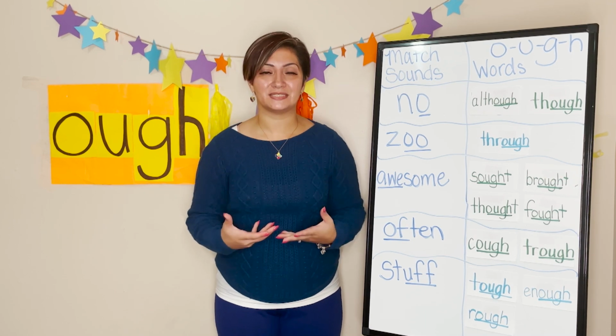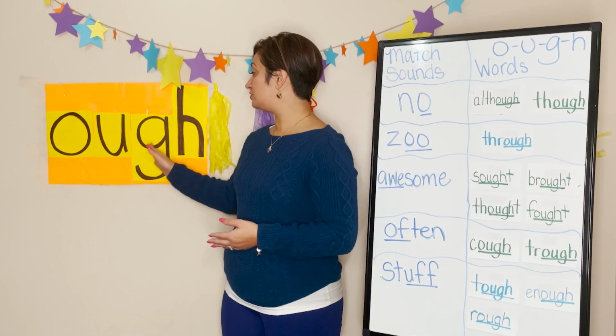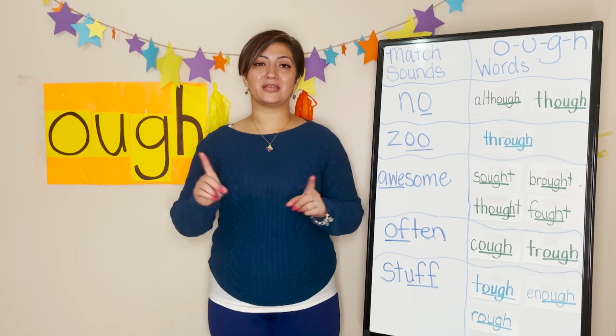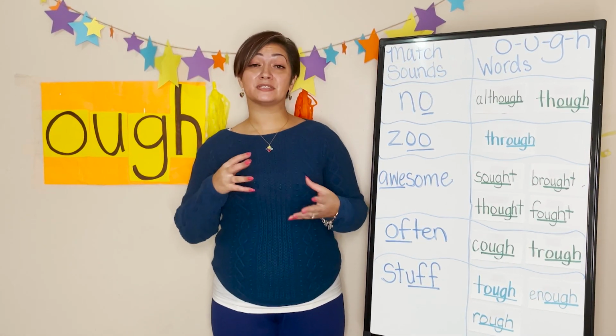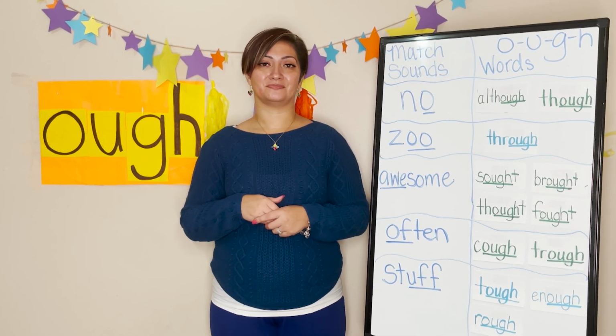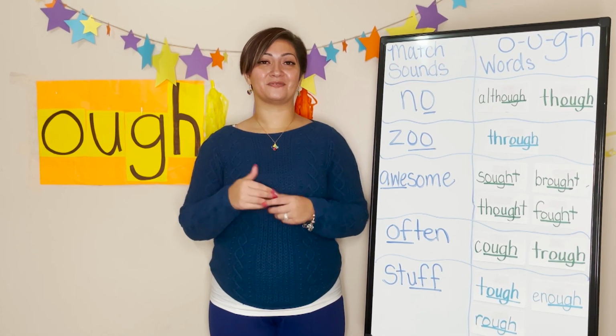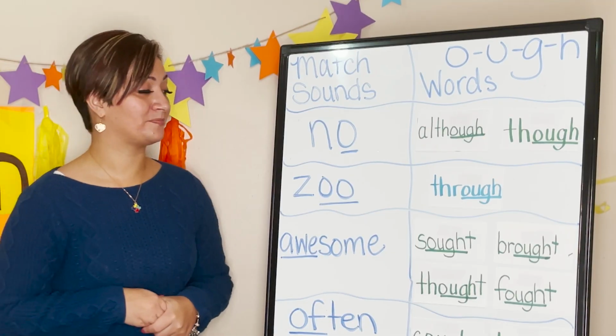Then we'll see some sentences that will have some words that have O-U-G-H, but we won't necessarily know the sound until we try different sounds to see which one makes sense in the sentence. All right? You ready, scholars? Let's look at our chart here.